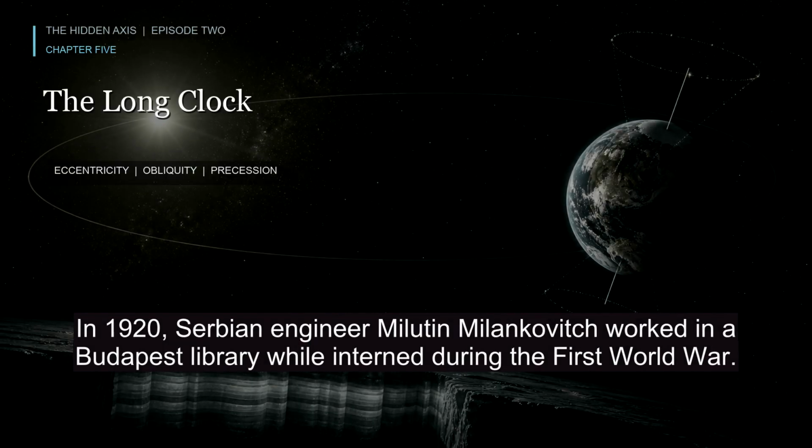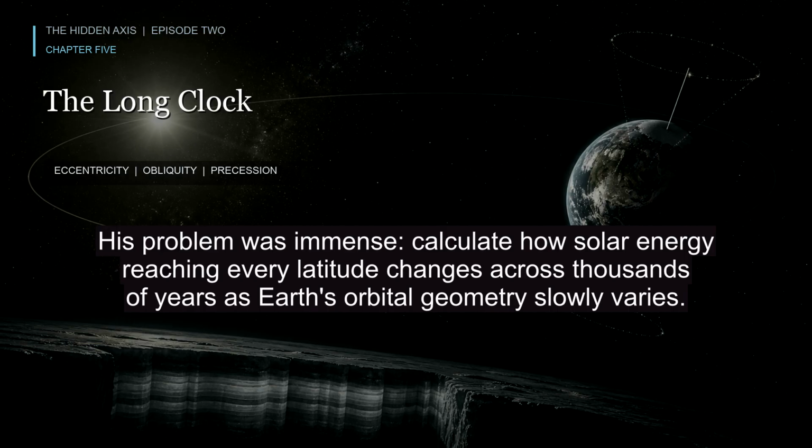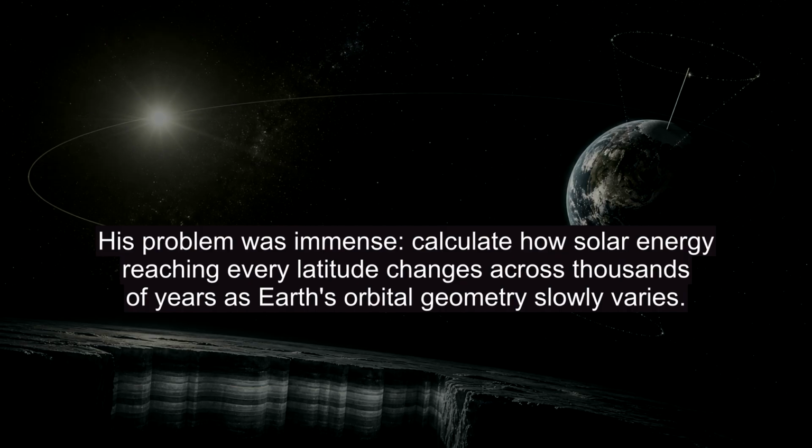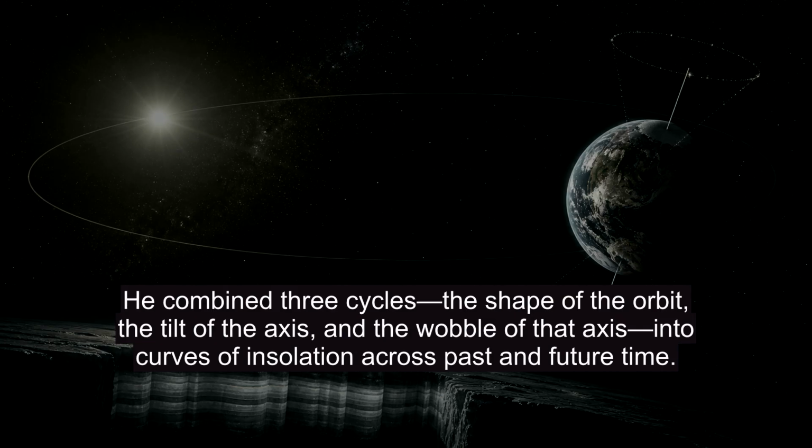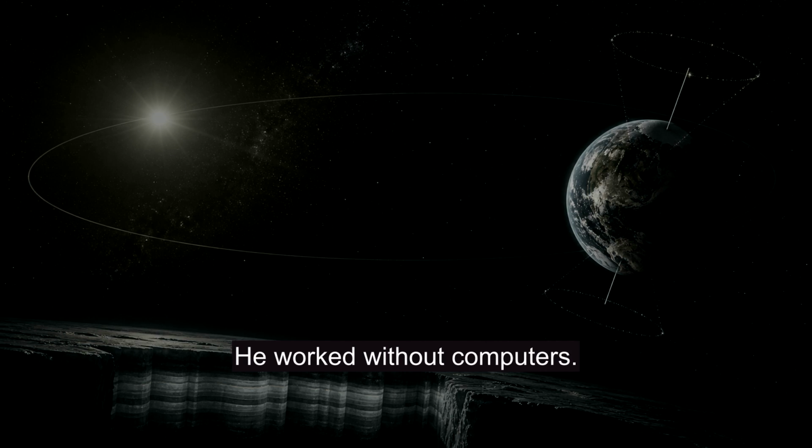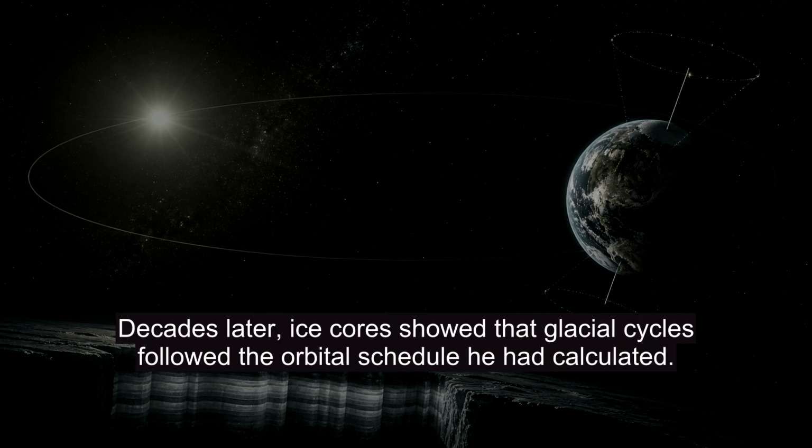In 1920, Serbian engineer Milutin Milankovic worked in a Budapest library while interned during the First World War. His problem was immense: calculate how solar energy reaching every latitude changes across thousands of years as Earth's orbital geometry slowly varies. He combined 3 cycles: the shape of the orbit, the tilt of the axis, and the wobble of that axis, into curves of insolation across past and future time. He worked without computers. Decades later, ice cores showed that glacial cycles followed the orbital schedule he had calculated.